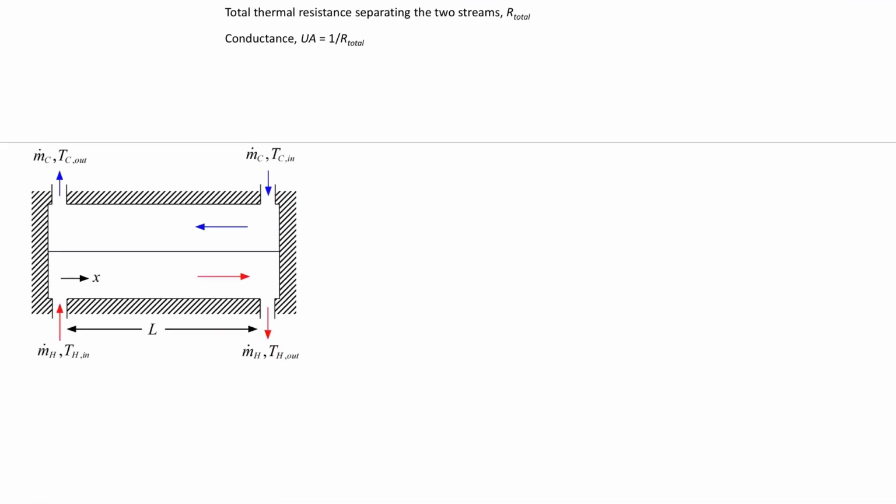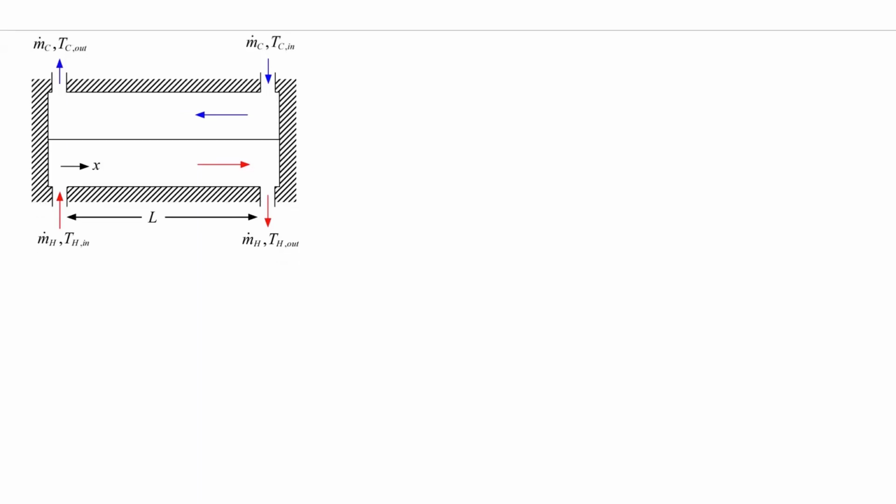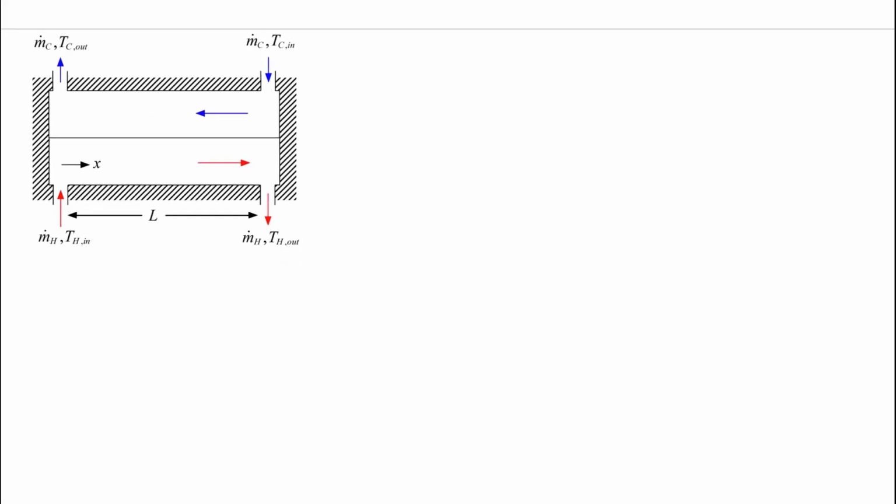All right, so let's go through now and actually derive a solution for the temperature as a function of position. And so we end up with a third equation that we can use to actually solve this set of equations for our heat exchanger. So we'll start off, here's our heat exchanger. We've got cold flow on top, hot flow on the bottom. We want to do the same control volume analysis we usually do, but a little different now because we actually have two different flows that we have to worry about.